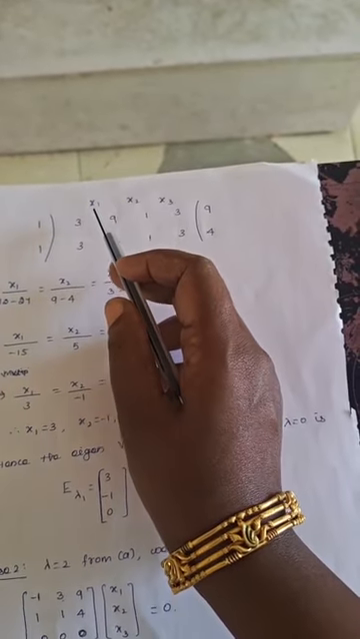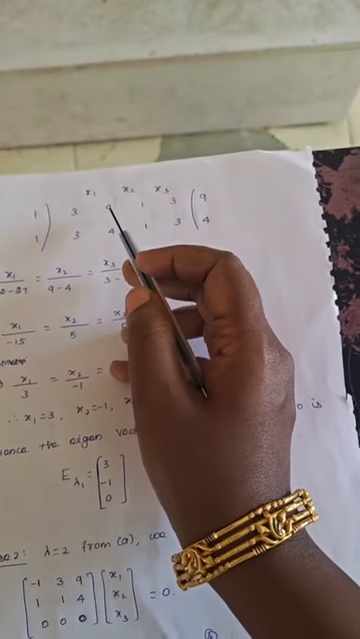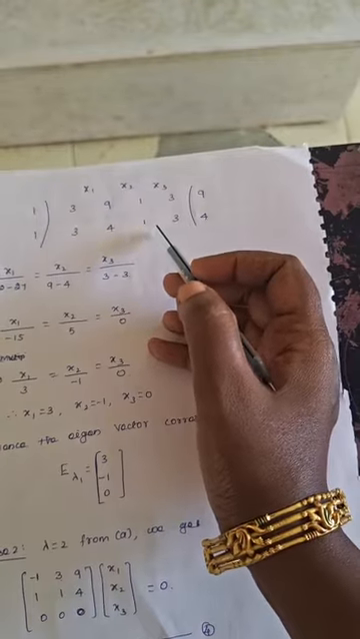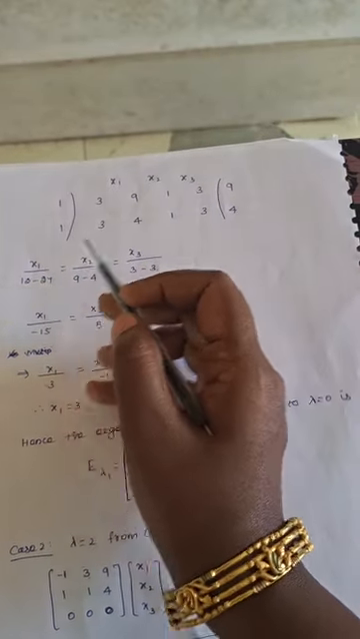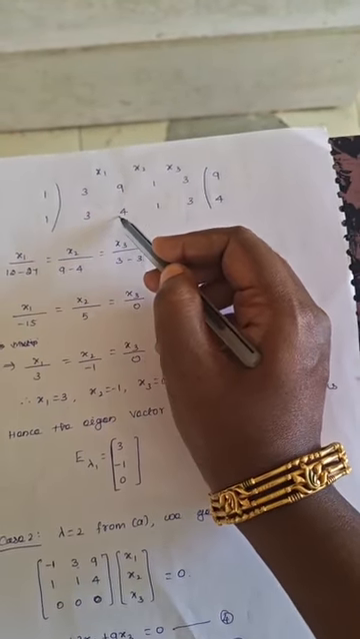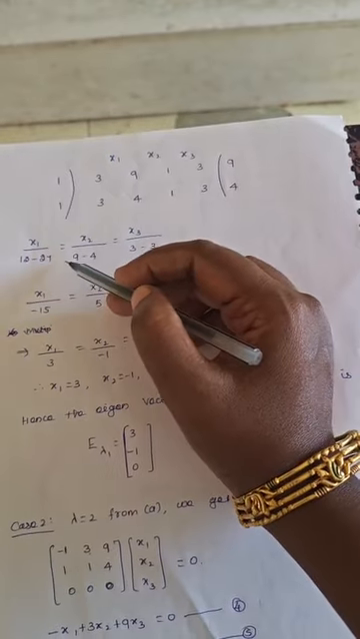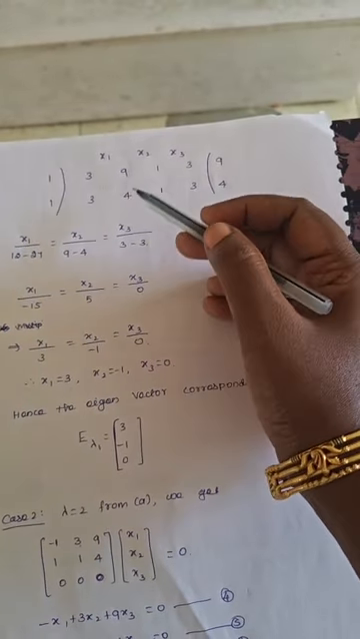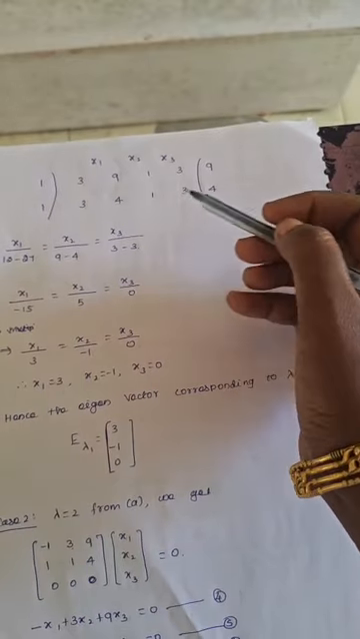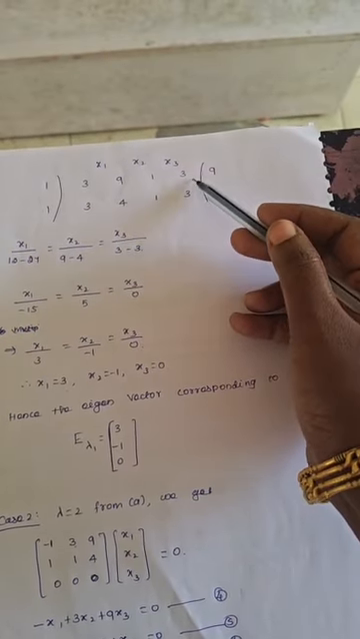Then we find the x1 value from the first two columns, x2 from the second and third columns, and x3 from the third and fourth columns. So x1 divided by the cross multiplication: 3 into 4 is 12 minus 3 into 9 is 27, equal to x2 divided by 9 into 1 is 9 minus 4 into 1 is 4, equal to x3 divided by 1 into 3 is 3 minus 1 into 3 is 3.